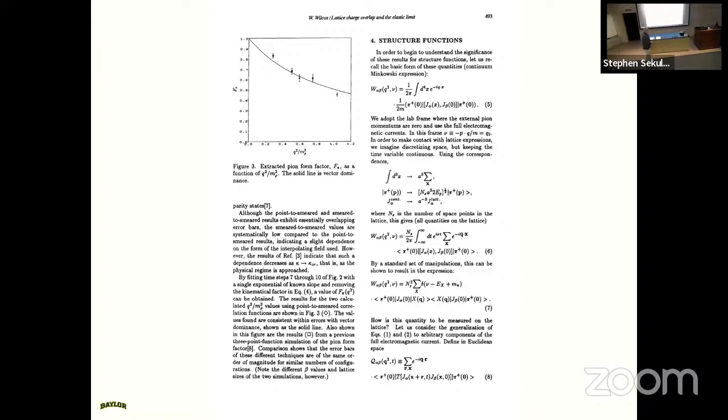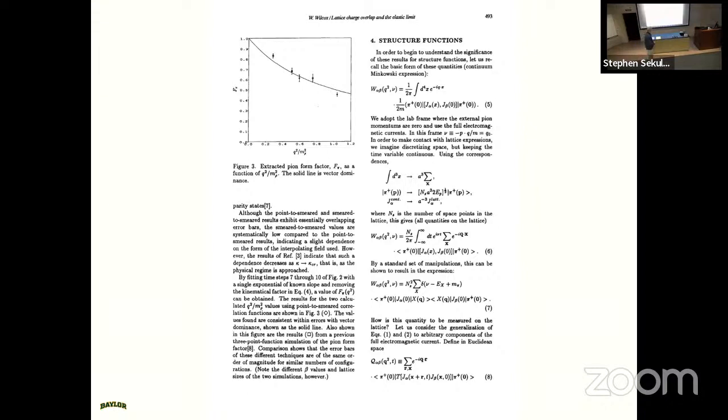When you do that, you find you can do the integral. This is a standard expression. We're still in Minkowski space. You have alpha and beta coefficients associated with the currents. Okay. Well, structure functions are contained in there. And so how do you get at that with a lattice calculation?